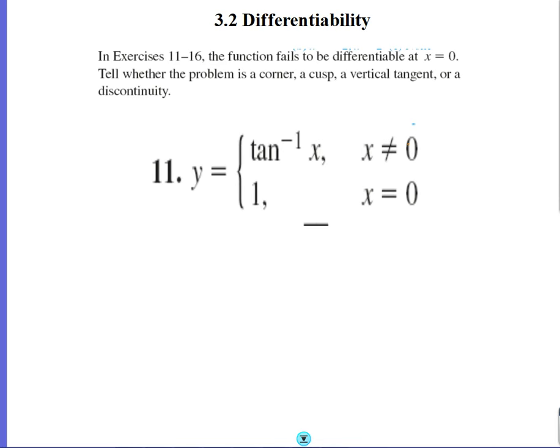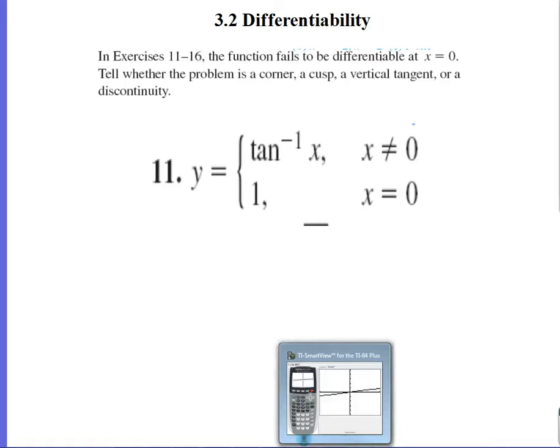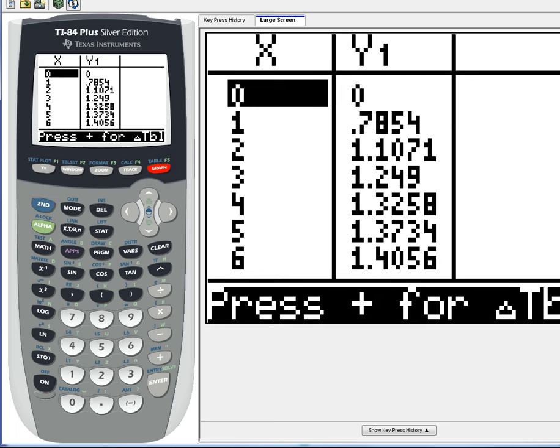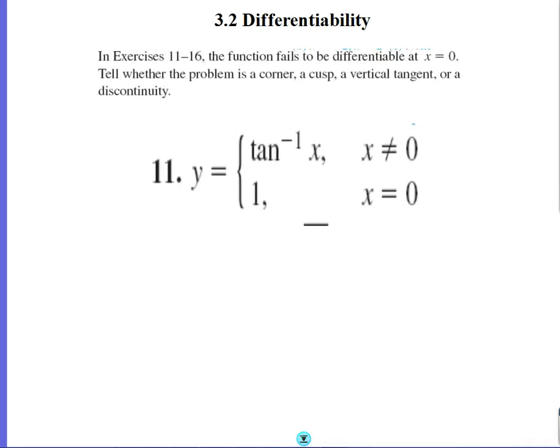When I take a look here, it appears that when x is 0, inverse tangent x is 0, so the point is 0, 0. But I want to make sure, so I'm going to check my table. I check my table, and what I notice is, yes, it is 0, 0. Well, what I do know is that because of my function, at 0 my y value is supposed to be 0, but this function is telling me that it's going to be 1.